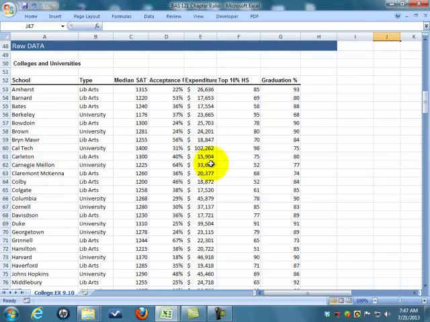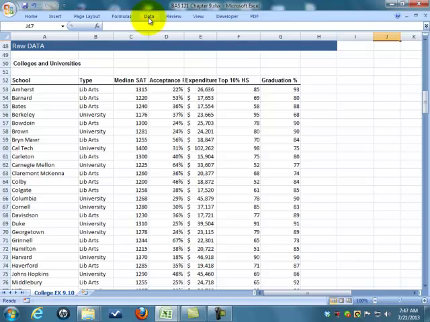The cost of the college. What percentage of the students were in the top 10% of their high school class? And we're going to use these four variables to try to predict the graduation percentage.